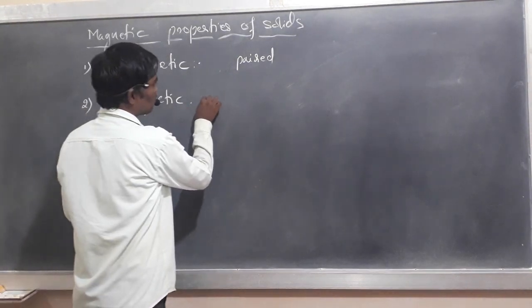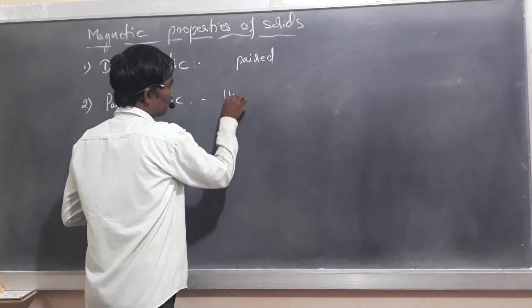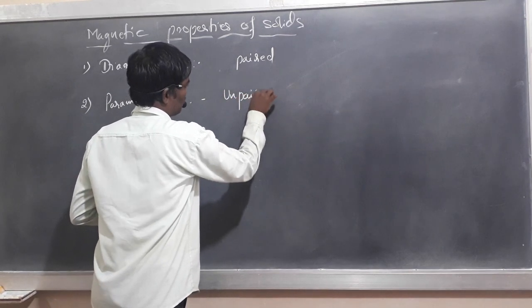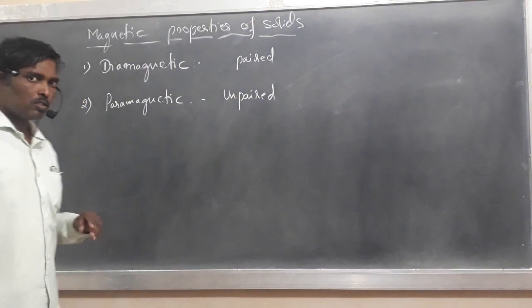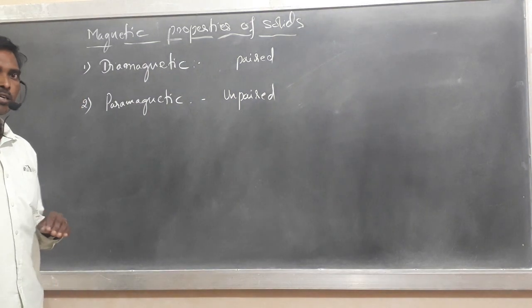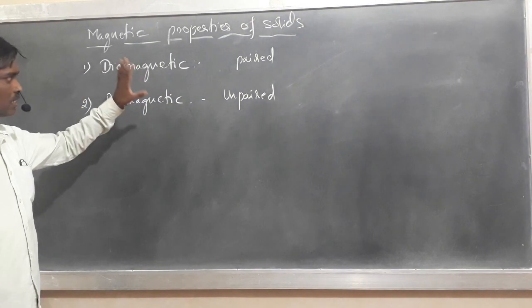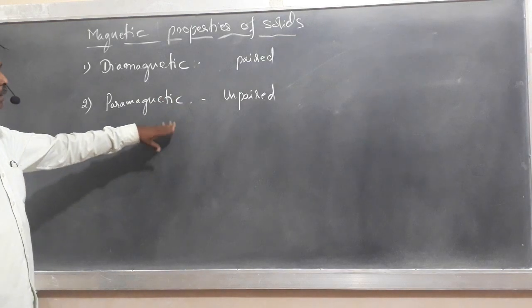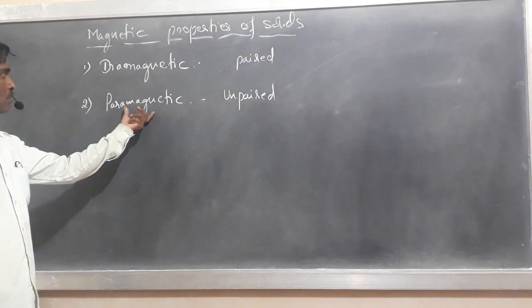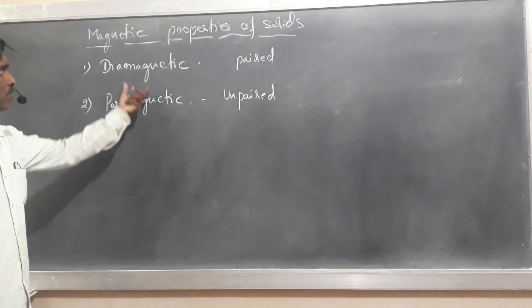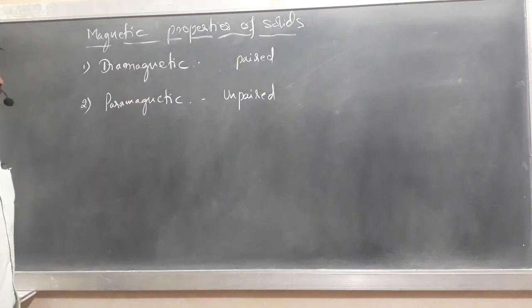And a paramagnetic substance contains unpaired electrons. If the substance contains unpaired electrons and that substance is attracted by the magnetic field, we call such substances paramagnetic. This is the common difference between diamagnetic and paramagnetic.